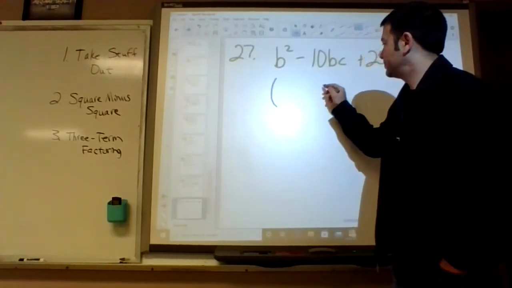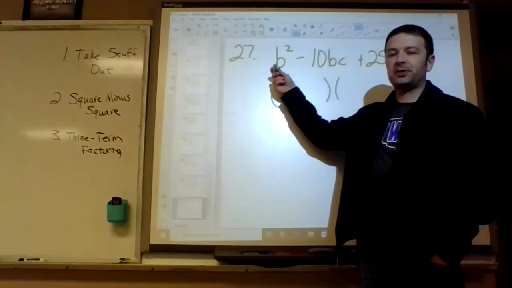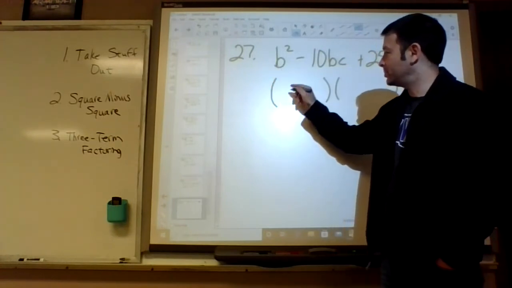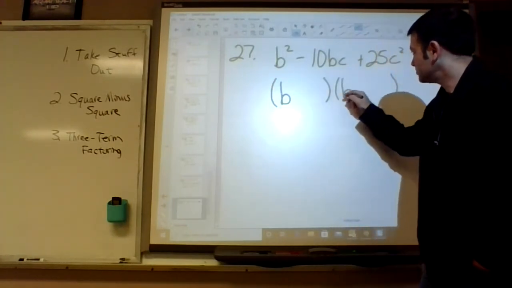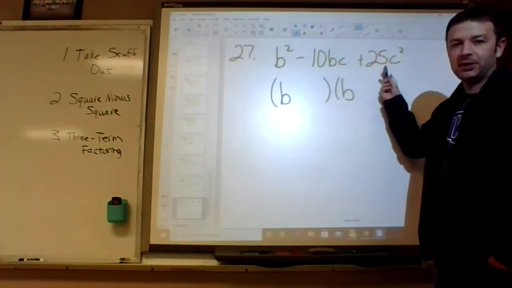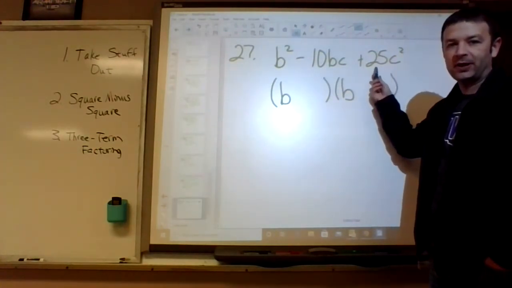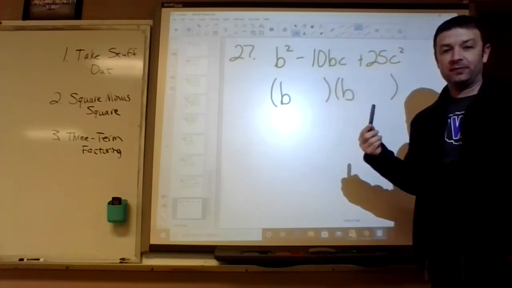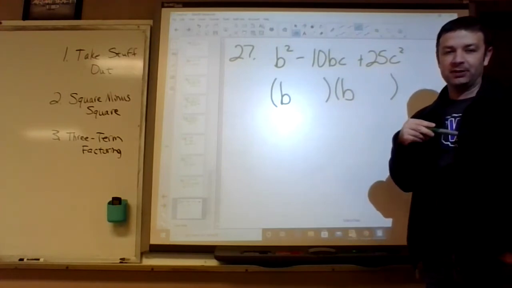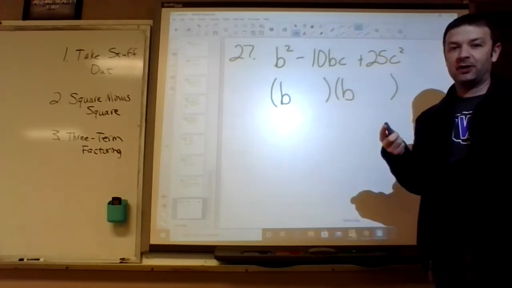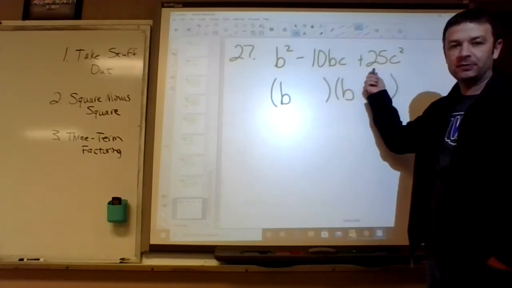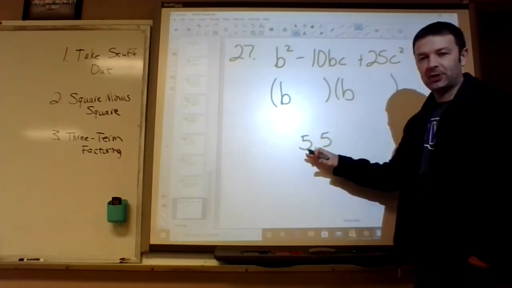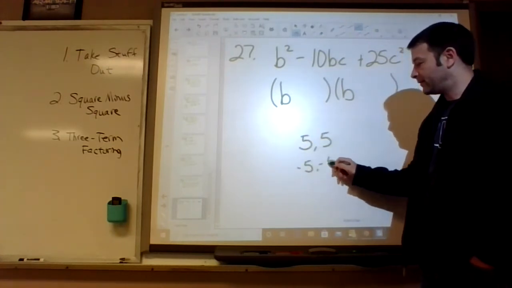Alright, so it's 3-term. Okay, notice on the last couple there wasn't a number on the front, so this is the easier kind. That's good news. What goes into b squared, that goes in front, b and b. So since it's the easier kind, ignore the c squared for a second. What goes into 25 that adds up to negative 10? 5 and 5 works, but it adds up to positive 10. But negative 5 and negative 5 multiplies to positive 25 and adds up to negative 10. So 5 and 5 doesn't add up to negative 10, but negative 5 and negative 5 do.